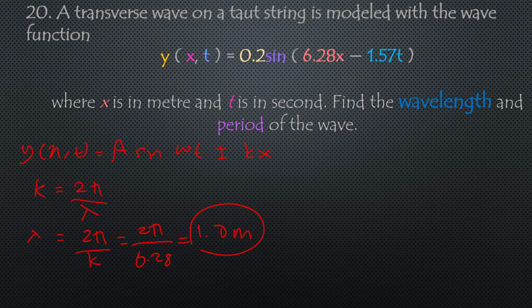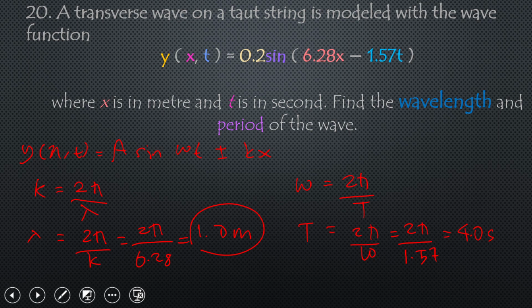And then how to get the period? We will use the omega here. The formula for omega is 2 pi over T, and the question asks you for the period. So T, the period, is equal to 2 pi over omega. Then we substitute the value of omega from the equation, which is 1.57. So we get 2 pi over 1.57, which is 4. The unit for period is second. So the lambda is 1.0 meter, and the period is 4.0 seconds.